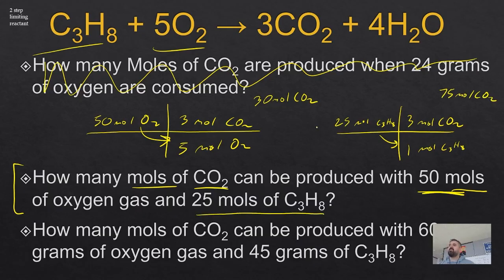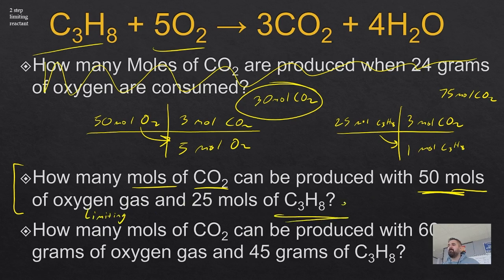So how much CO2 will we actually be able to produce if those are the two things that we have? So 30 is going to be our answer. We do not add these together. We just look at the lesser of the two. That's going to be our limiting reactant. So in this question, what's our limiting reactant? Propane or oxygen? This one is going to be our limiting. And then what is C3H8 going to be? Excess. This is the one that's not going to run out.